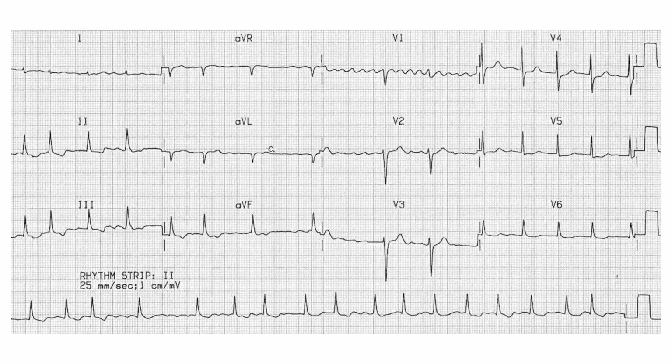So a wide QRS would be more than 3 little squares, 120 milliseconds, which this one's just about 3 little squares. QT interval, that shouldn't be more than 420 milliseconds, which the machine will tell you. A basic rule of thumb is that the QT interval shouldn't be more than half of the RR interval. And then you look at T waves, there's no sort of scary looking T waves or ST segment elevation or depression. So this is an ECG of atrial fibrillation.